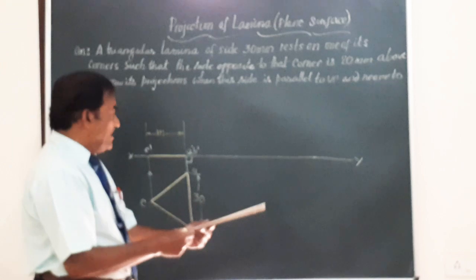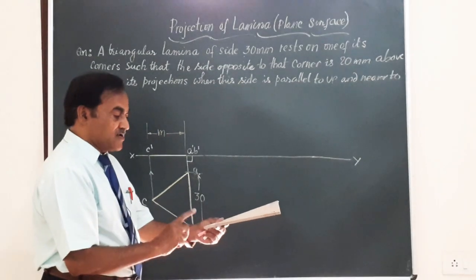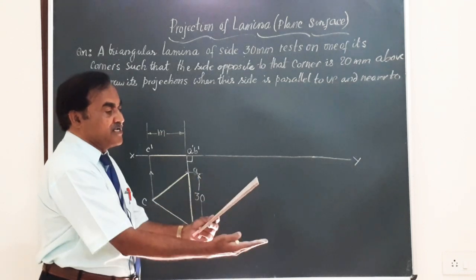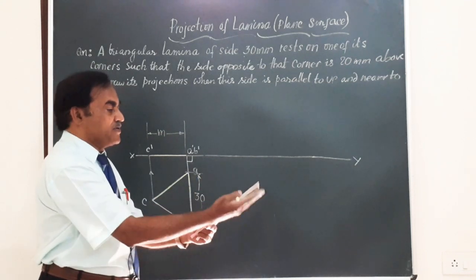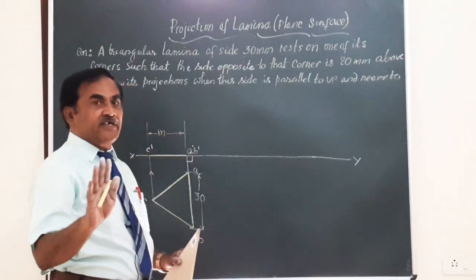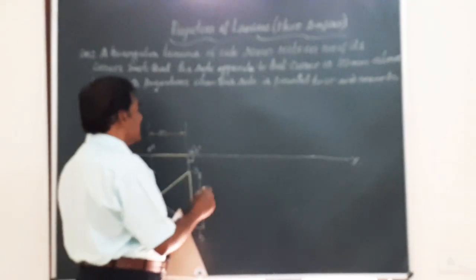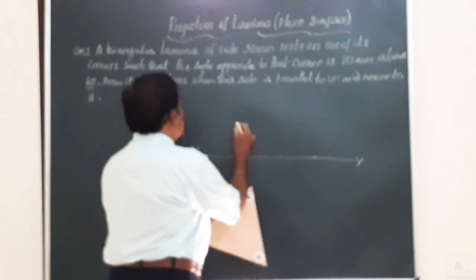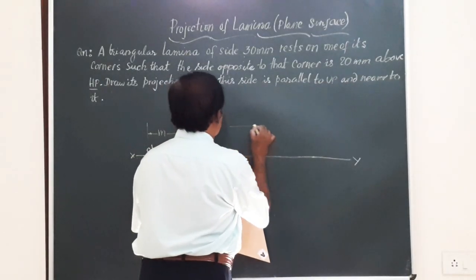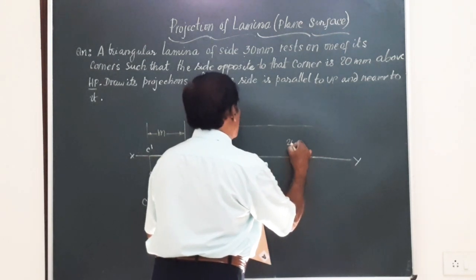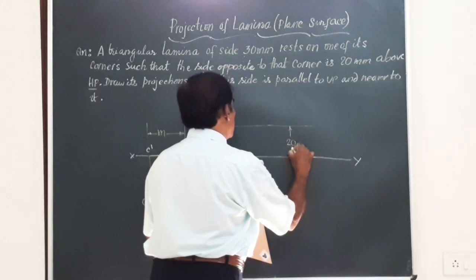He says, suppose this is the position, the lamina is tilted on this corner C like this, such that this side AB is 20 mm above HP. So instead of giving that angle of inclination of the surface of the lamina, they have given us what height the opposite side AB is. So I will simply mark a line here anywhere above this XY line at a height of 20 mm above that.